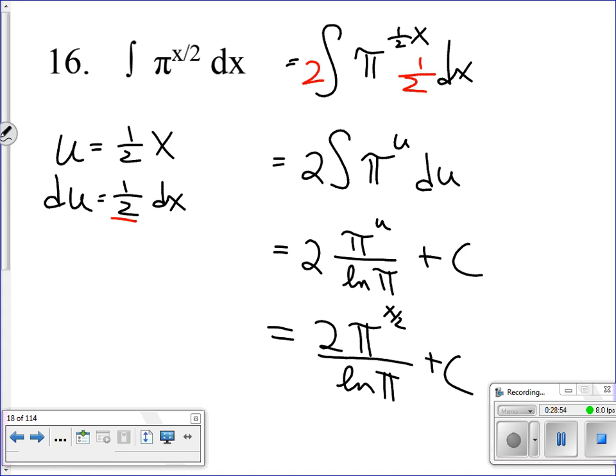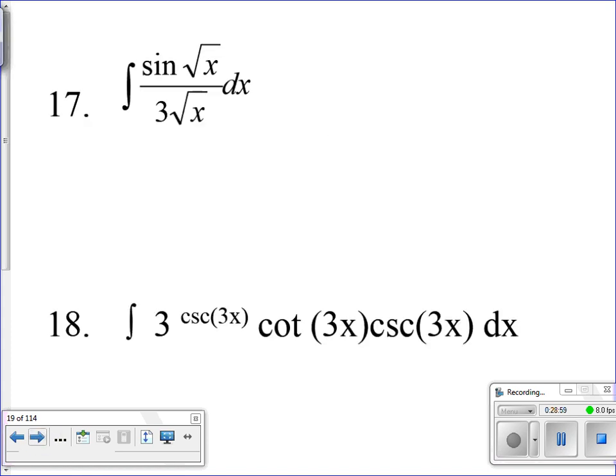Okay. Number 17. 17, I see I have a constant multiplier of 3 down in the denominator, so when I pull it out front, I have a 1/3.